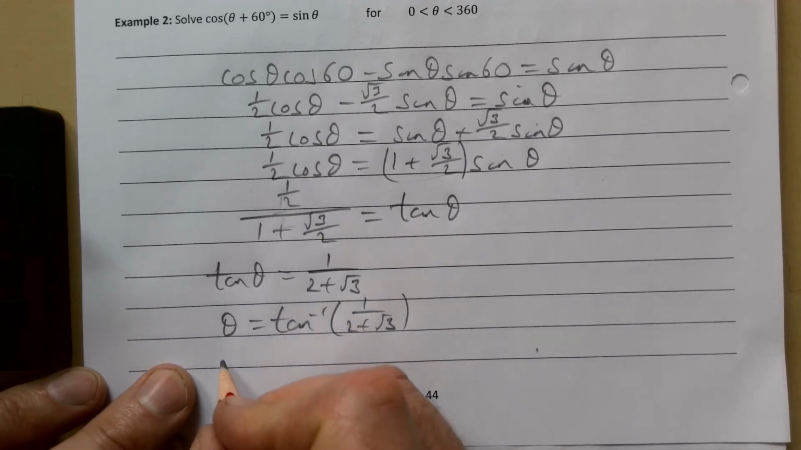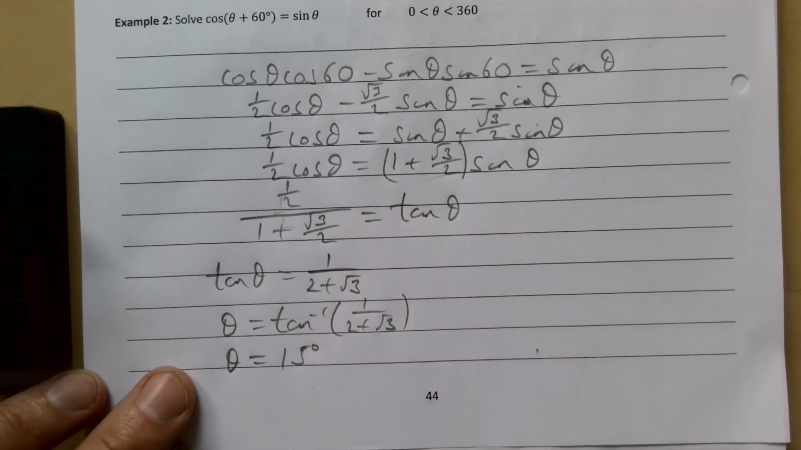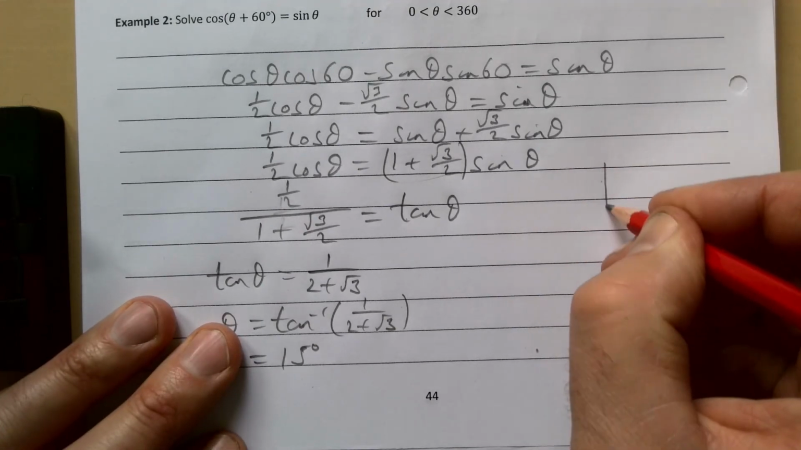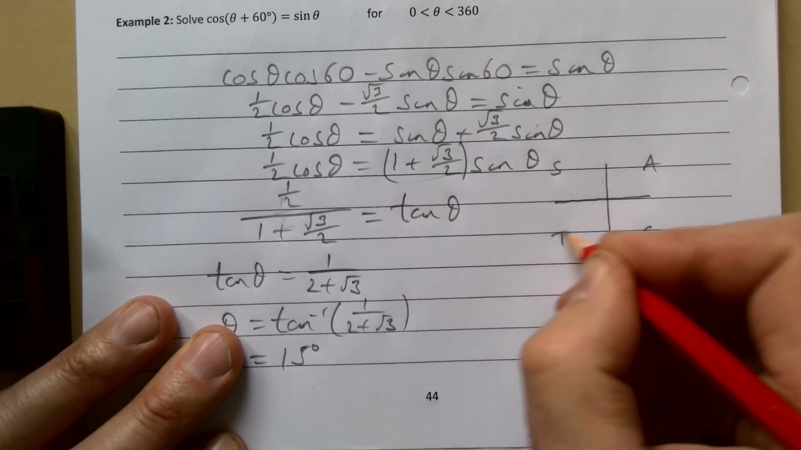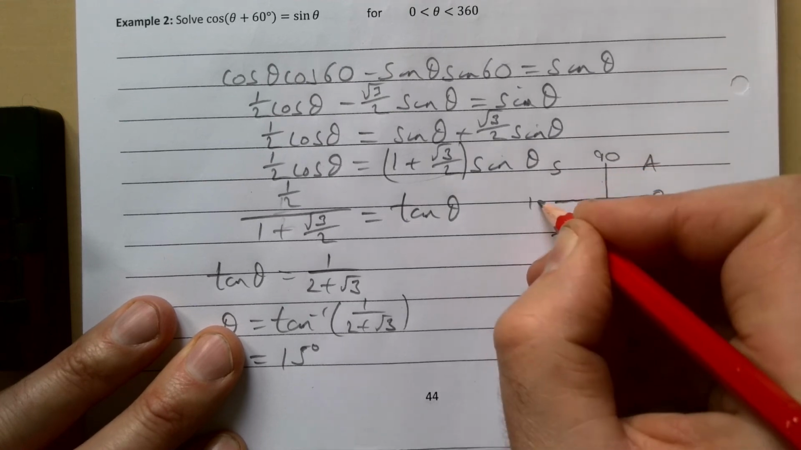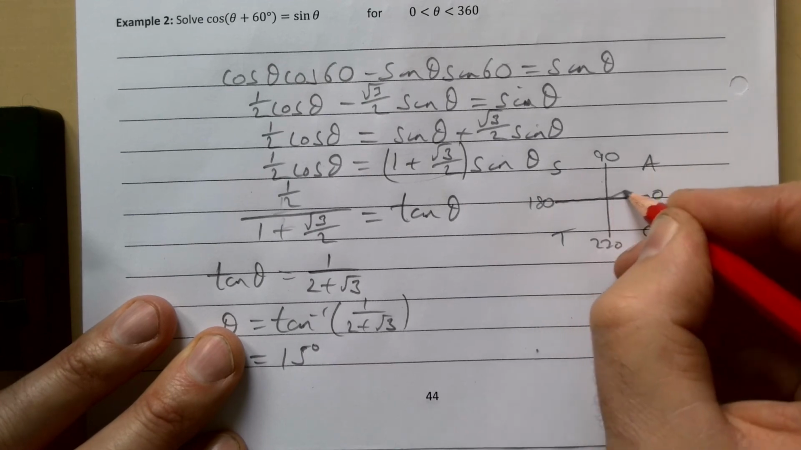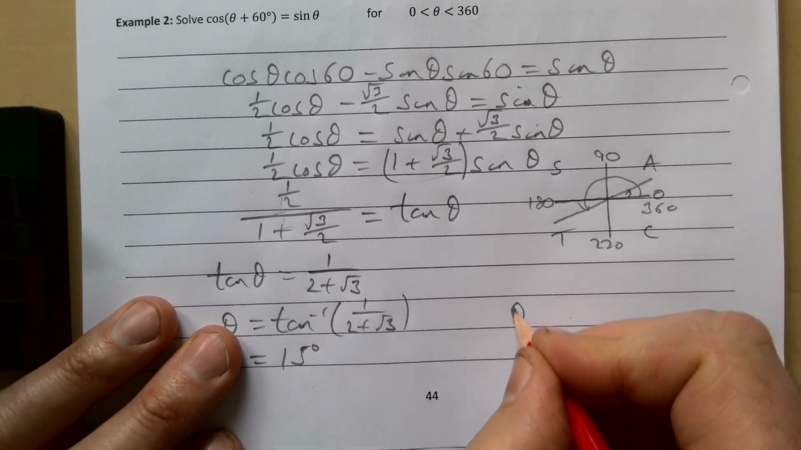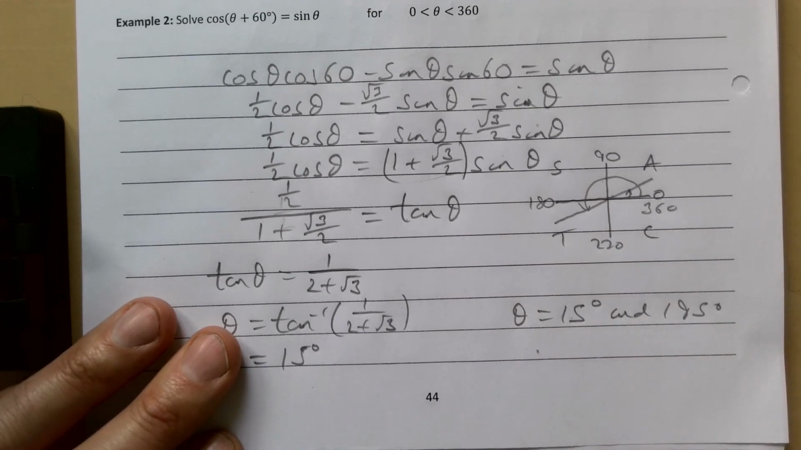If you do that on your calculator, believe it or not, theta is 15 degrees, and we're trying to answer that between 0 and 360. So we're here to do a small CAST diagram. C A S T, 0, 90, 180, 270, 360. I have this one and I have this one, so I want this angle here and I want this angle here. So my values of theta are 15 degrees and 195 degrees.